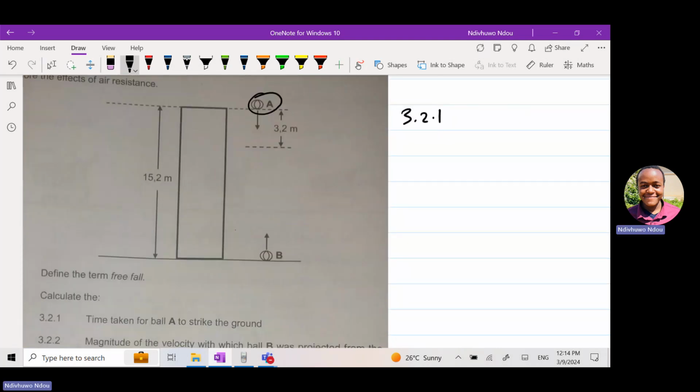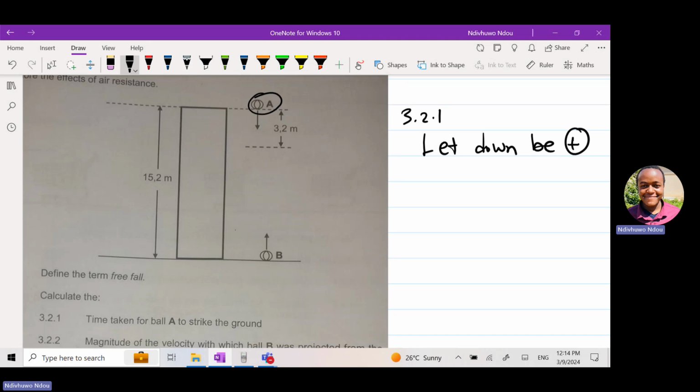So remember, when answering a vertical projectile motion question, we have to choose the direction. This is very important, guys, because it has an impact on the signs of your variables. Okay, so I'm going to let downward be positive. So I'm choosing downwards as positive.